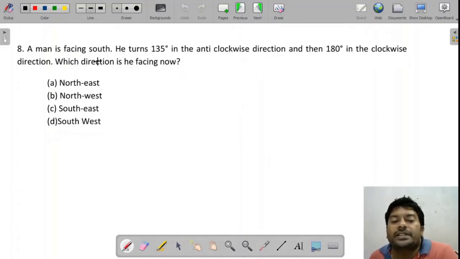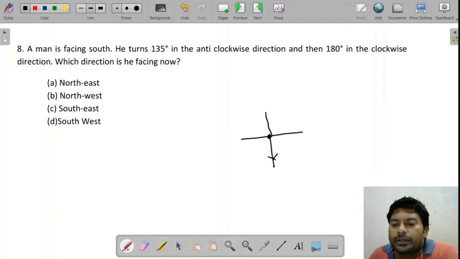A man is facing south. He turns 135 degrees in anti-clockwise direction. So let us say man was facing this side towards south. Okay, man is facing south. This is south, east, north, west. He turns 135 degrees in anti-clockwise.